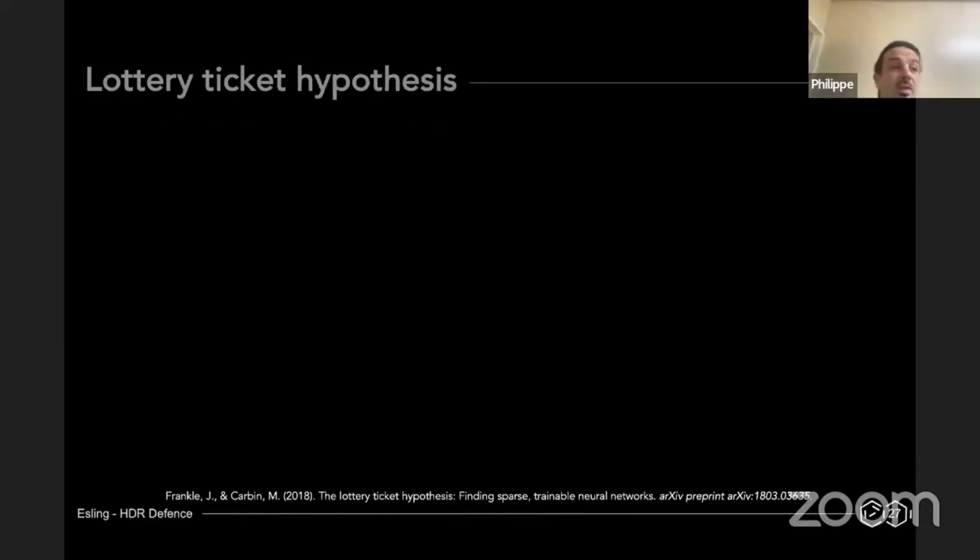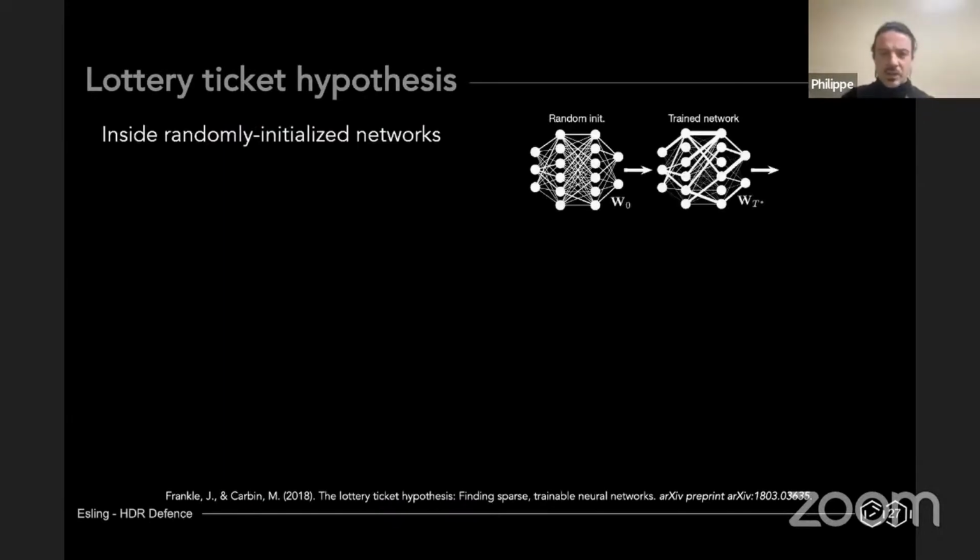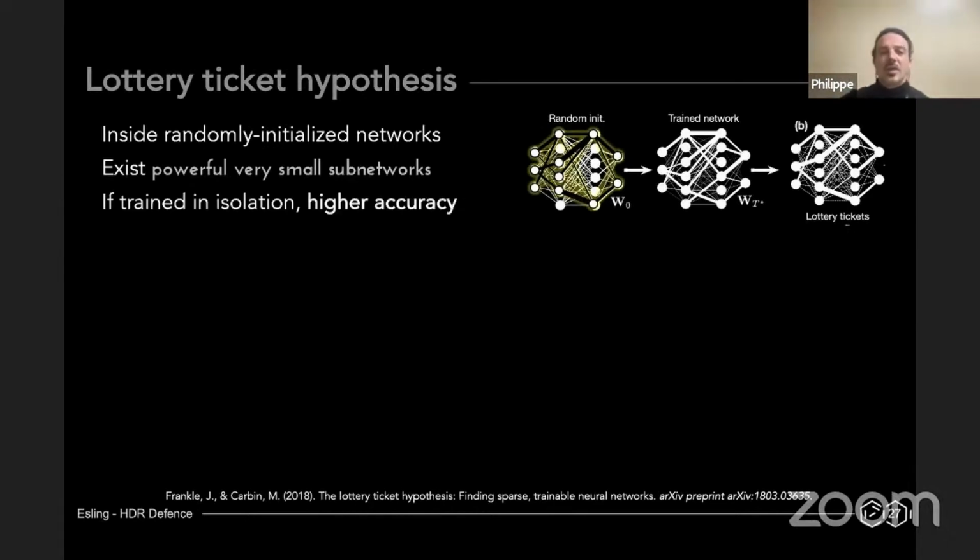So recently, we've been working on something called the lottery ticket hypothesis. It states that inside these randomly initialized networks, you have very powerful small networks. If you could train these subnetworks in isolation, you would get a higher accuracy than the original model. It sounds crazy, because it means you have very small networks that perform better than very large networks.